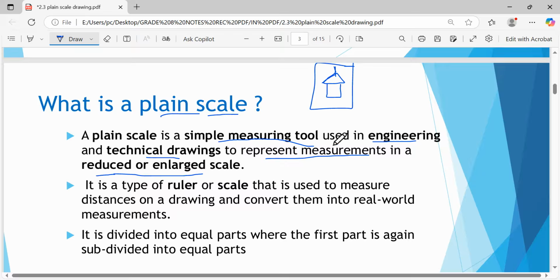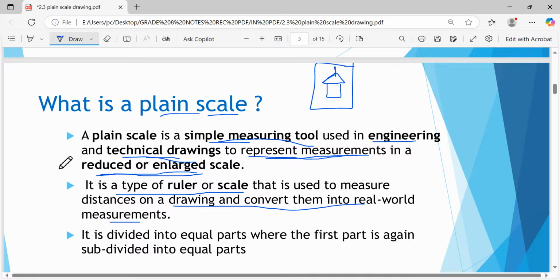So a plane scale is a simple measuring tool that is used in engineering and technical drawings to represent measurements in a reduced or enlarged scale. So plane scale drawing is the act of representing measurements in a reduced or an enlarged scale. That is basically what plane scale drawing is. It is a type of ruler or scale that is used to measure distances on a drawing and convert them into real-world measurements.